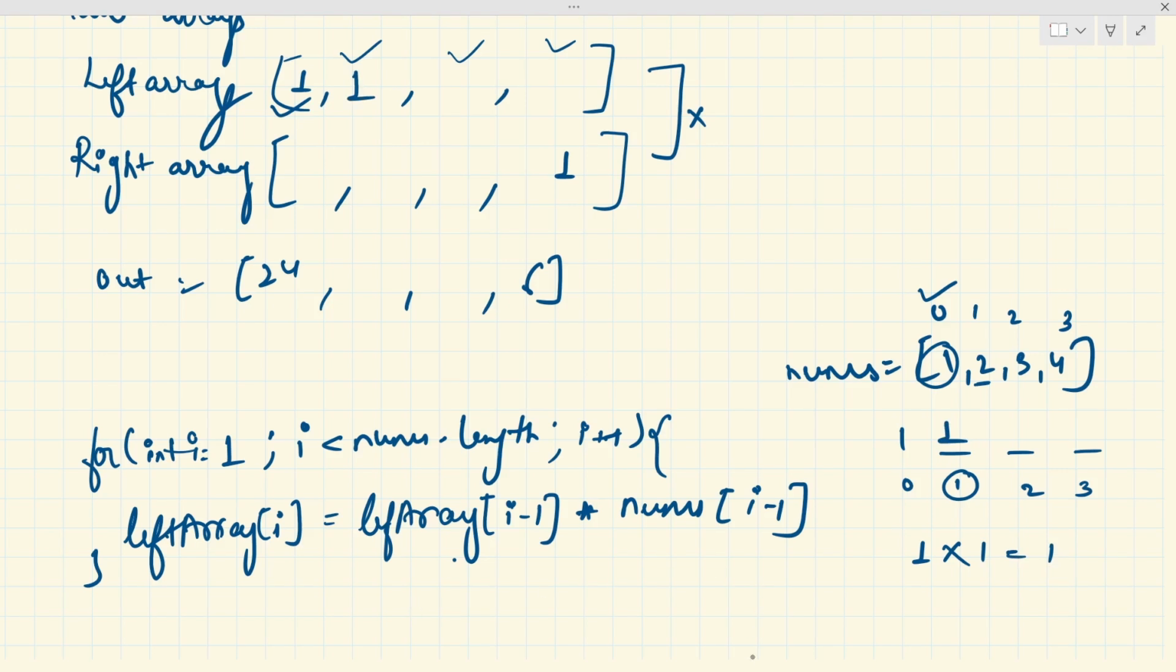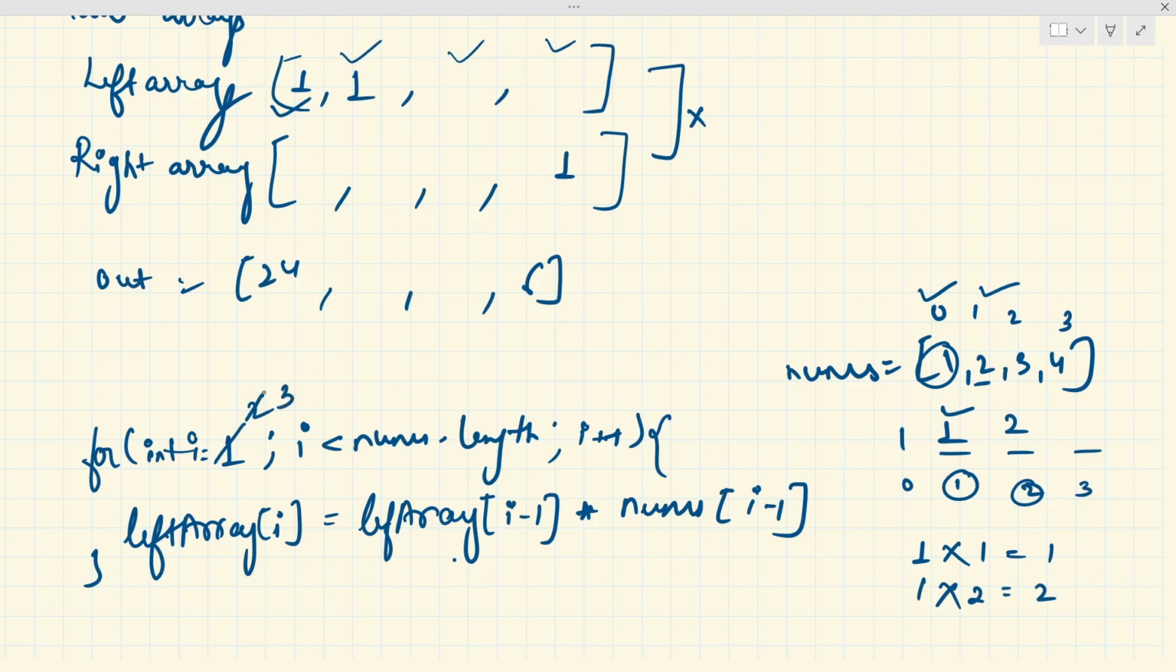Definitely no problem. Again for the next, i goes from 1 to 2. Now it's in the second position. So what is i minus 1? 2 minus 1, and the value is 1. So 1 multiplied by nums i minus 1. What's the value of i? 2, and 2 minus 1 is this one. What's the value? 2. So 1 multiplied by 2, we get 2. Now we get this position value as well, which is 2.